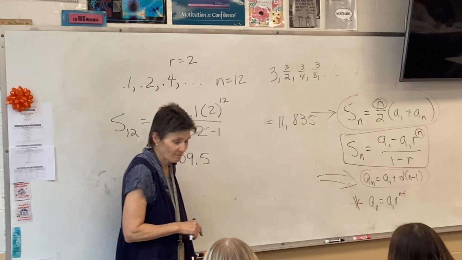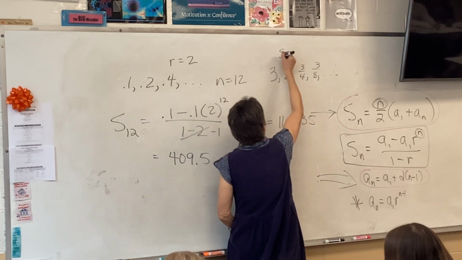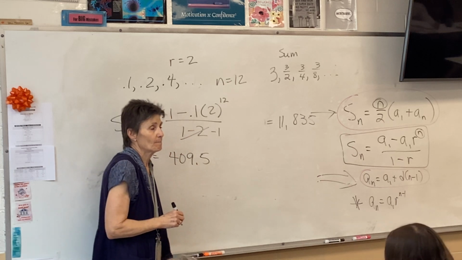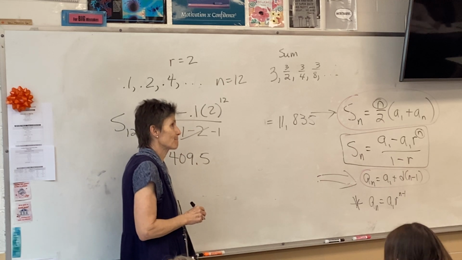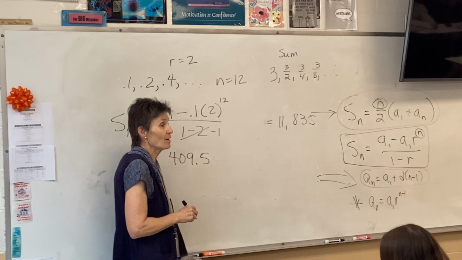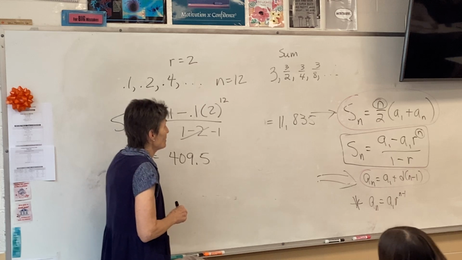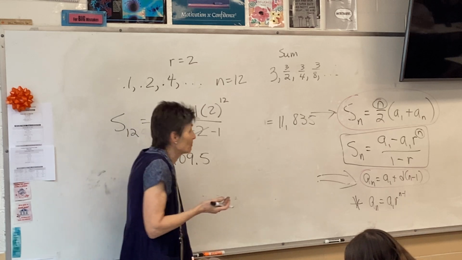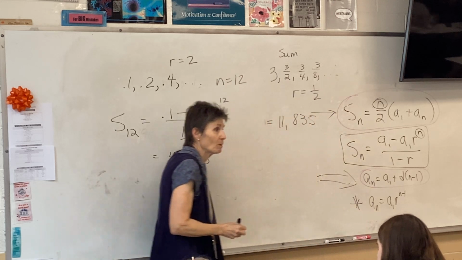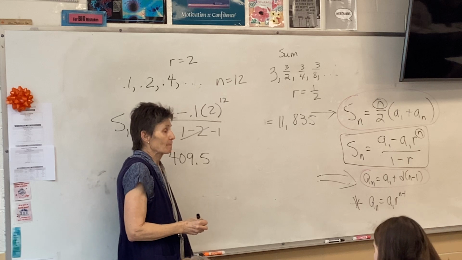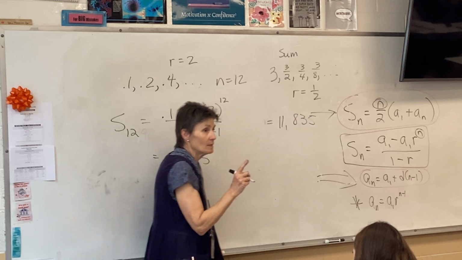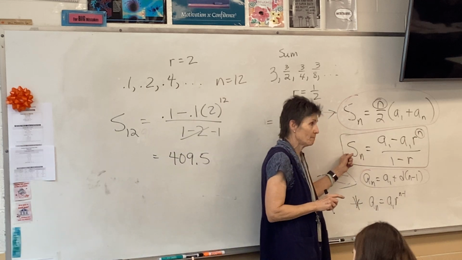All right, take a look at it. Your job is to find the sum. Arithmetic or geometric? I heard geometric. If it's geometric, I have to be multiplying by something. What am I multiplying by? 1/2. Very good. I'm multiplying by 1/2. And it says find the sum. So geometric sum would be right here.